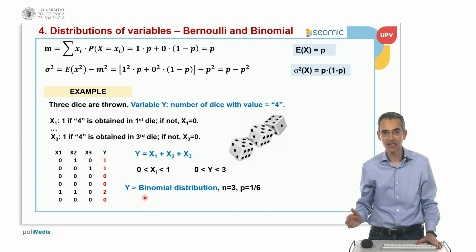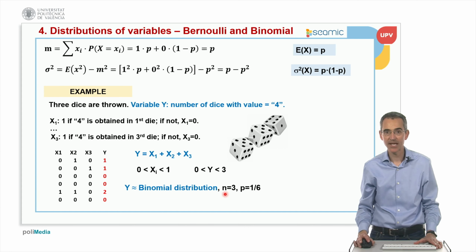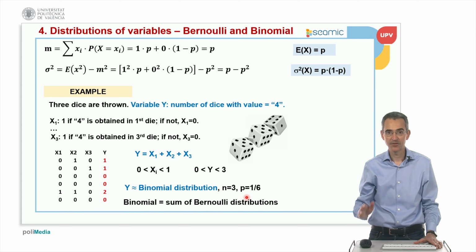This is an interesting idea because it helps us to explain the formulas. In this example, we have a binomial distribution with parameters n equal to 3 and p equal to 1/6. Important idea: the binomial is the sum of Bernoulli distributions.